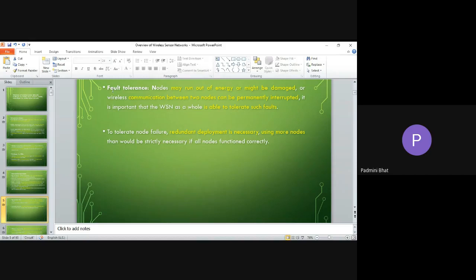Next, it should have fault tolerance characteristics. So what does it mean? Nodes may run out of energy. This is one of the main and major concepts which everybody is bothered about while designing the wireless sensor network. Or nodes might be damaged, or permanently disconnected from the other nodes. In such cases, how to withstand is the fault tolerance, and that should be high for the nodes. It is important that the WSN as a whole is able to tolerate such faults.